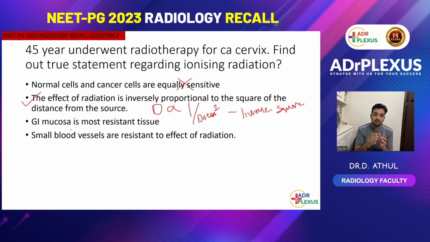And we know the GI mucosa is very much sensitive, because the GI mucosa consists of rapidly dividing cells. Since the GI mucosa is made up of rapidly dividing cells, they are very sensitive to radiation, and small blood vessels are also very sensitive. So this is wrong. The right option was the second, the option regarding the inverse square law.